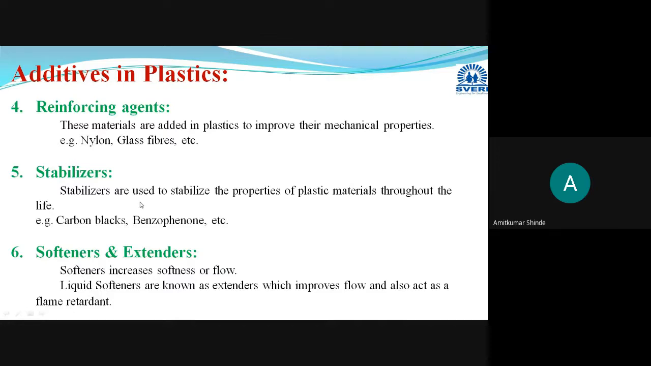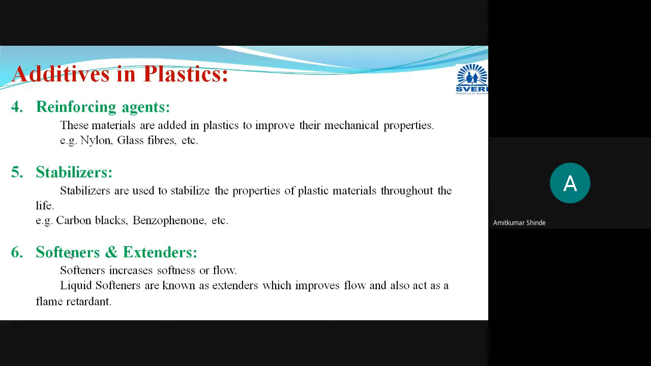Okay, what is the function of the stabilizer? To stabilize the properties throughout the life of that component. It means properties will remain as they are with the passing of time. And the next additive is softener and extender. From the name itself, the softener increases the softness of the material, or you can say the flowability will be improved.